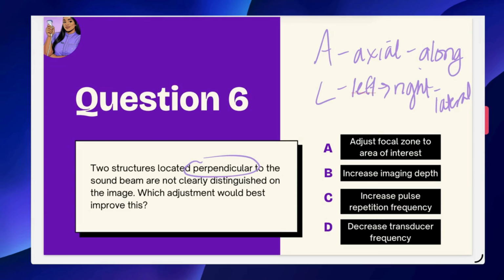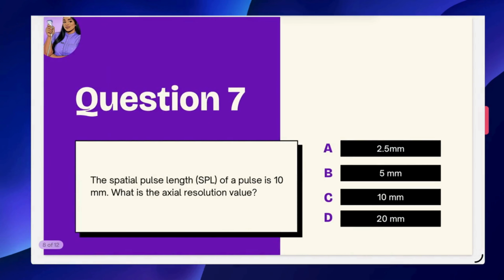All right, so you guys all got that correct. Adjusting your focal zone is the correct answer. All right, so that is great work. All right, so this one, spatial pulse length, so SPL of a pulse is 10 millimeters. What is the axial resolution value? What is that formula, guys, for SPL? Okay, we got a B.